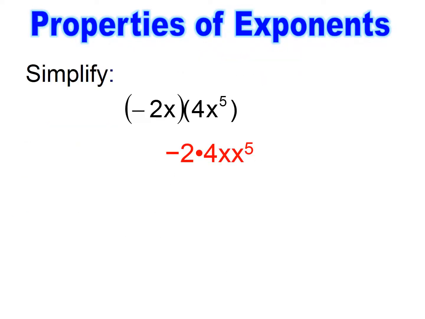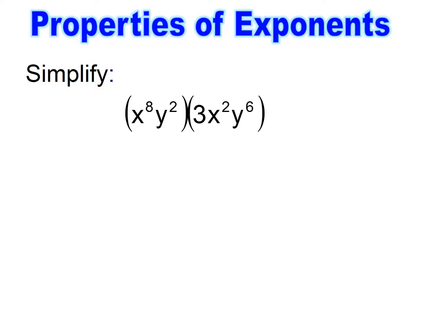So here we get a negative 2 times 4. A negative 2 times 4 is a negative 8, and we end up with x to the 6th power. Pause and try. So remember to always bring the number in front. So it's really 1 times 3, which is 3, and then we get x to the 10th, y to the 8th.